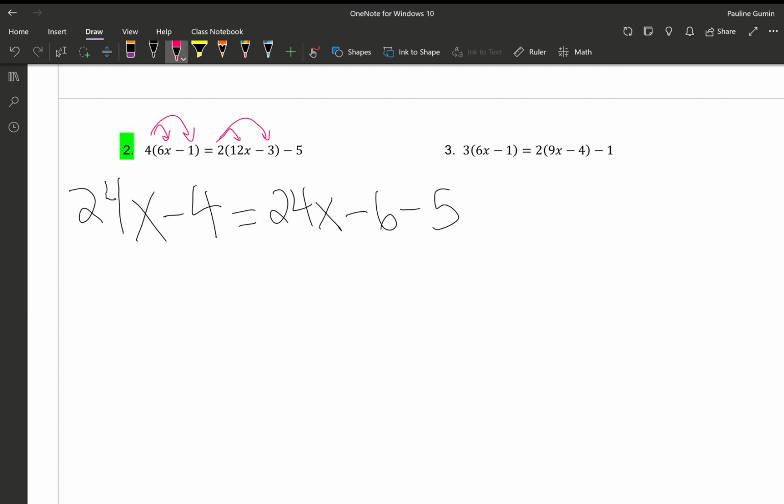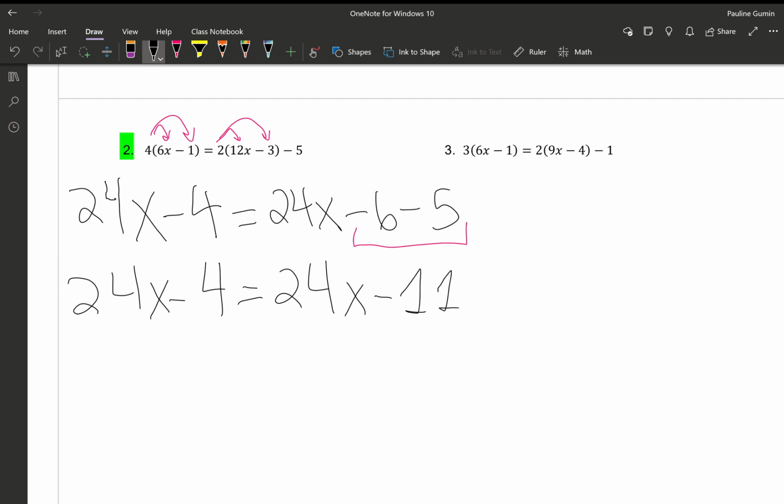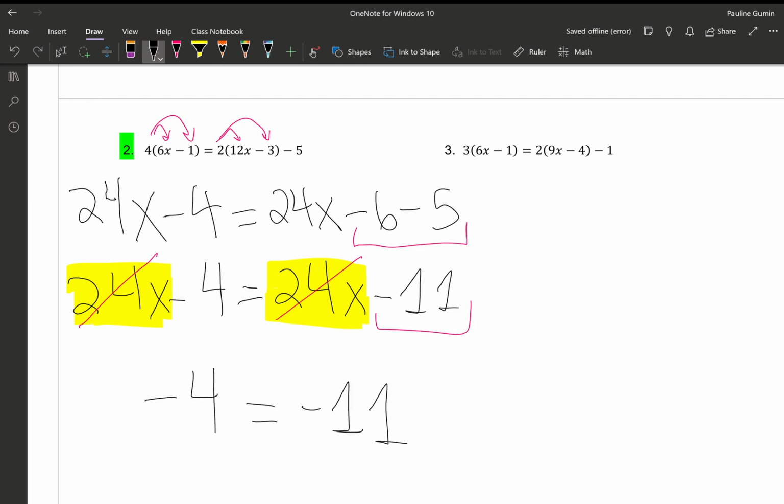Now, before I take a look at my variables on both sides, I do want to combine some like terms. So I'm going to go ahead and do negative 6 minus 5 on the right side. So we're left with 24x minus 11. Okay, now, on the left side we got 24x, and on the right side we have 24x. They're exactly the same, which means we can eliminate them. On the left side, we're left with negative 4, and on the right side, we're left with negative 11.